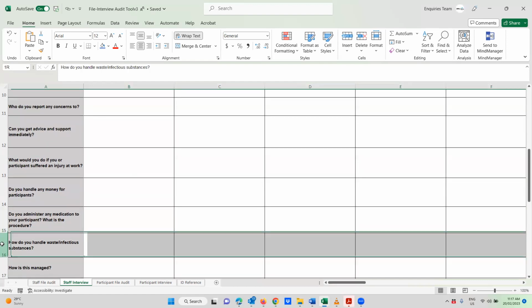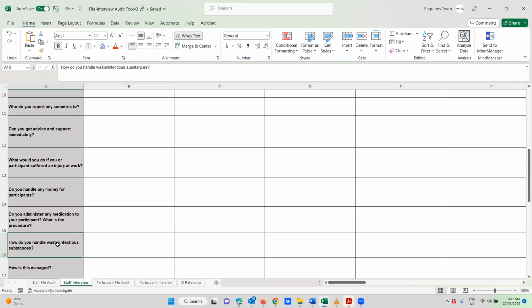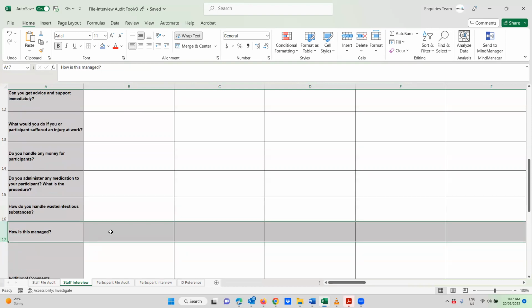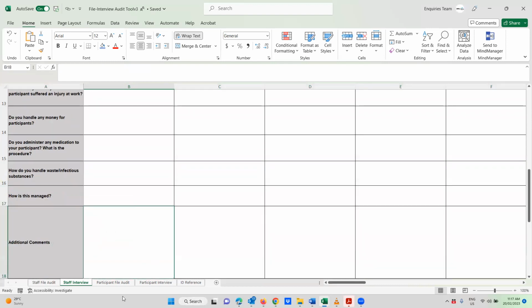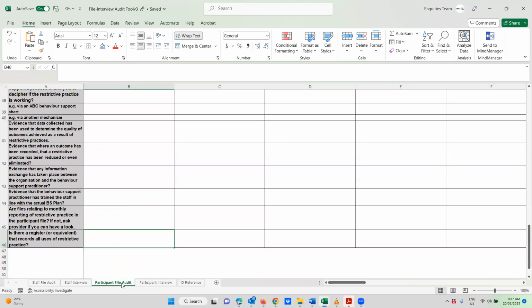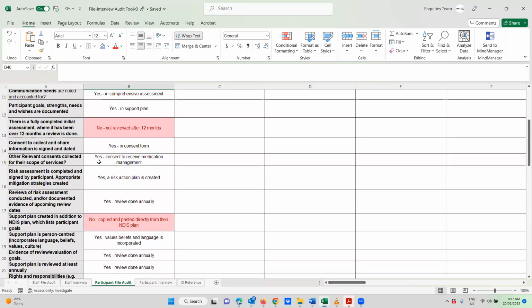We need to make sure that people know how to manage infectious materials and clinical waste. If you're registered for the waste management module, and you should be if you're doing personal care, and you should be if you're doing medication management. So we just ask them to give us a brief explanation of how they're managing it, and then you can write any additional comments.